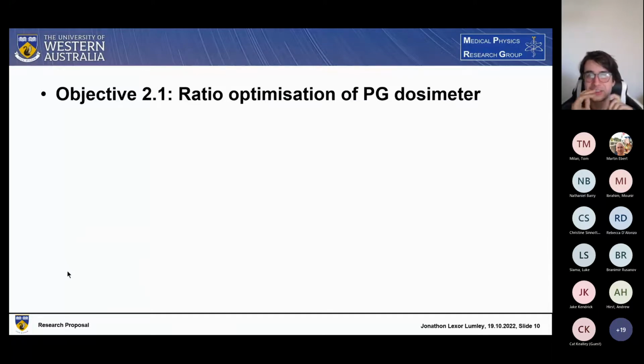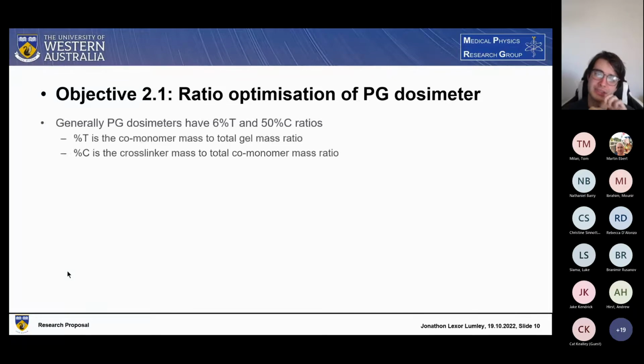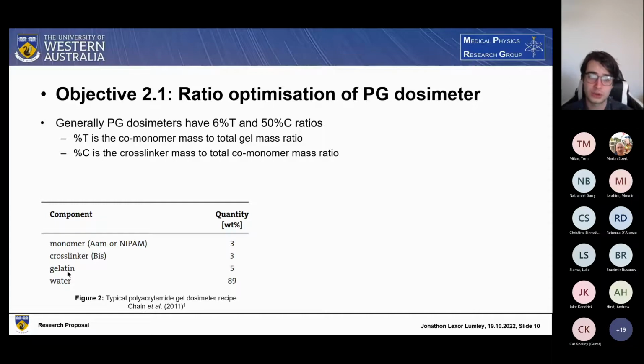Once we have selected our dosimeter, the next objective would be to optimize it. Generally, PG dosimeters follow guidelines of 6% T to 50% C ratios, where %T is the total monomer mass to total gel mass ratio, and %C is the cross-linker mass to total comonomer mass ratio. For example, in figure 2, the typical polyacrylamide gel dosimeter recipe, we see a 3% weight-to-weight ratio of both monomer and cross-linker, 5% in gelatin, and 89% in water.